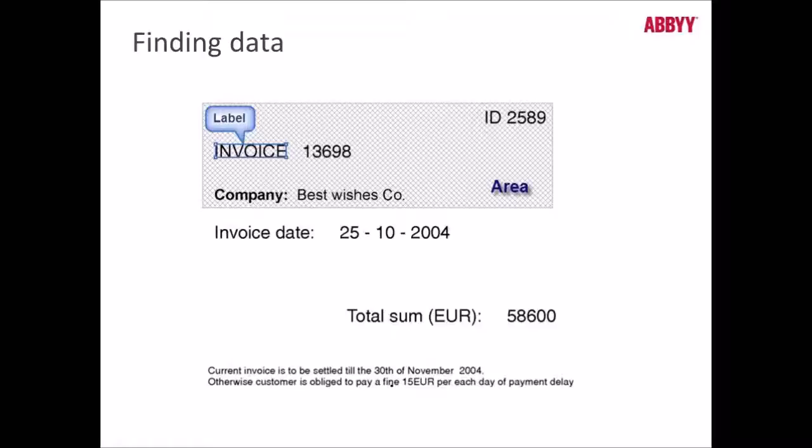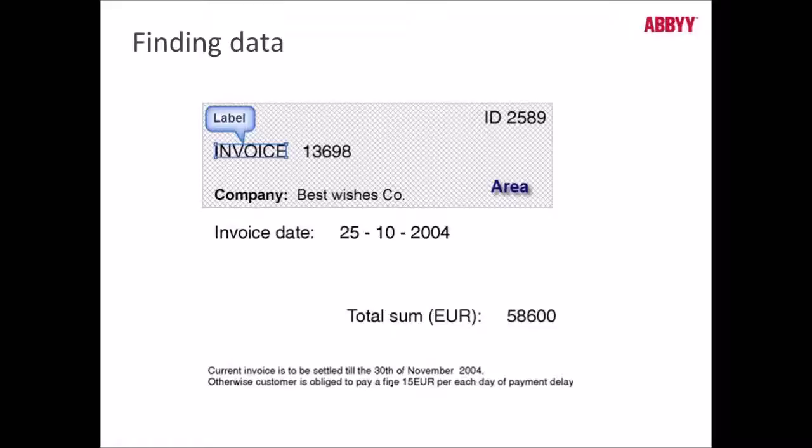First, to the right, there are digits 13698, so they are positioned on the same line with the word Invoice. Next, further to the right and slightly above the line, we can see the string ID 2589. This is the furthest object of all. Next, below there are the words Company Best Wishes Co. If there are many alternatives inside the search area, we must make a choice. Select the object that most likely represents the number of the invoice.